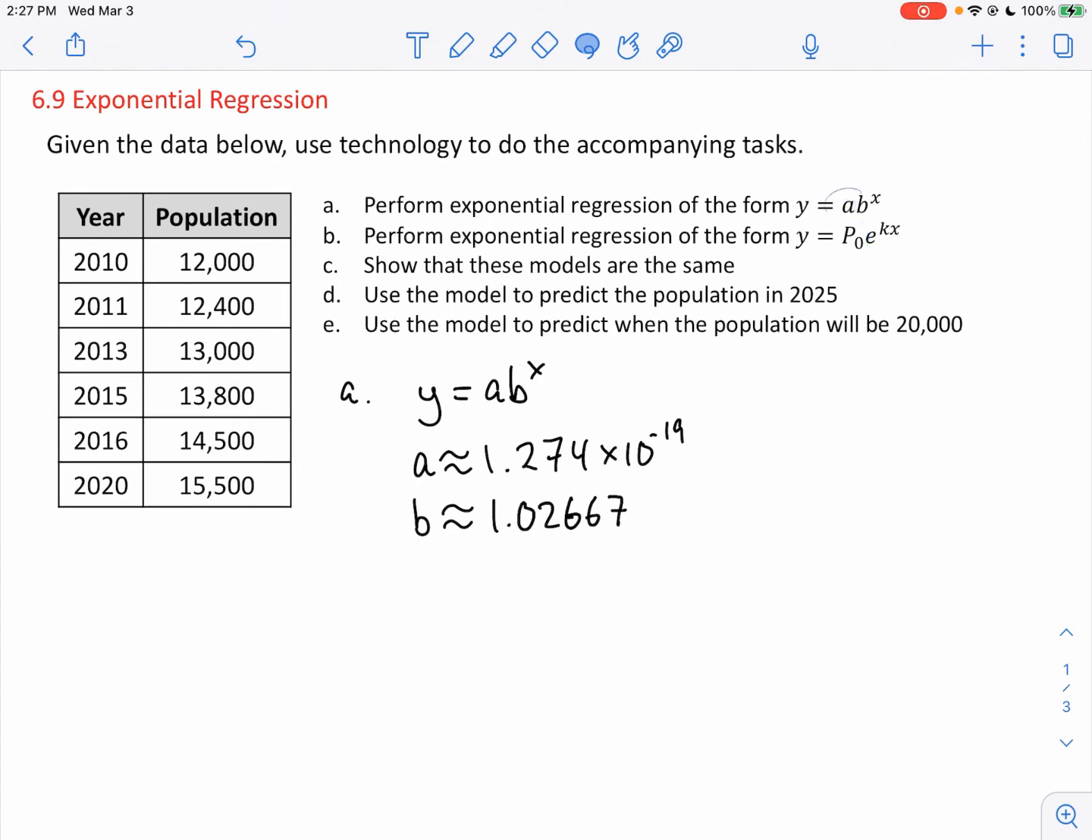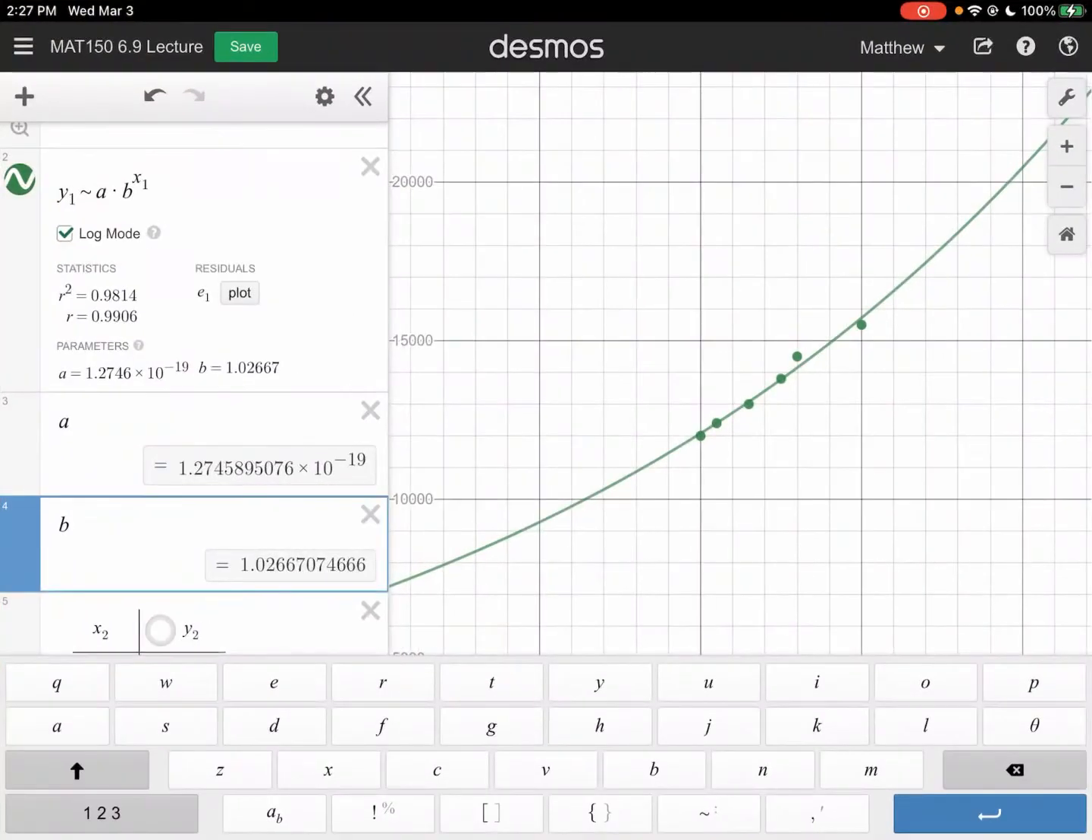It really doesn't matter what letters you put here. In this case here, you could have done c and d, whatever. I'm just showing you a variety of different parameters. So we have p sub 0, or p naught, times e to the kx. I'm going to type that in exactly using the p naught and the k. Let's go back to here.